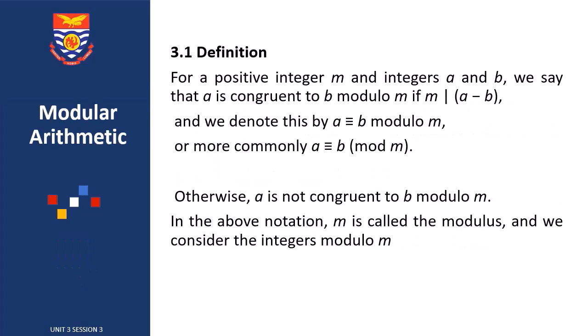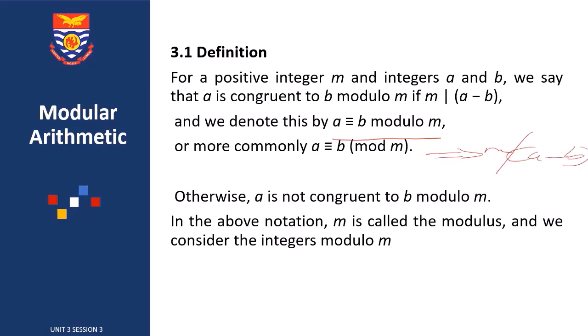Definition: modular arithmetic. For a positive integer m and integers a and b, we say that a is congruent to b modulo m if and only if m divides the difference between a and b, and we denote this by a ≡ b mod m. To be more precise, you can also introduce brackets to separate the modulo from a and b. So a ≡ b (mod m) implies that m divides a − b.